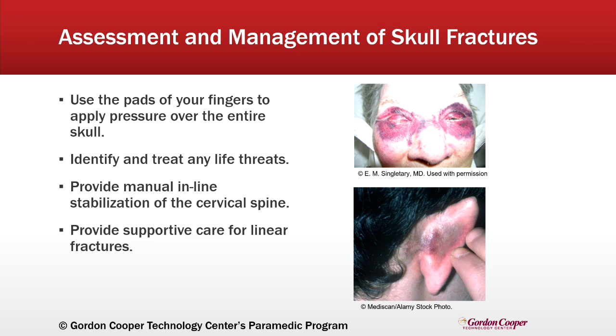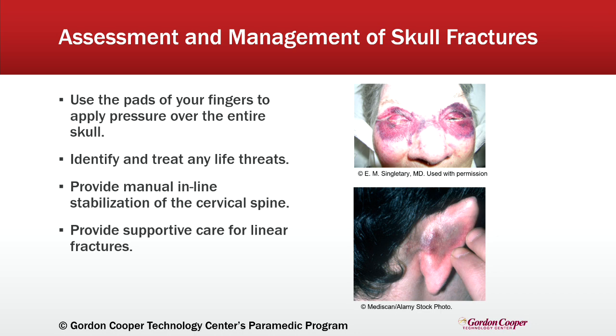When assessing a skull fracture, use the pads of your fingers to apply gentle pressure over the entire skull, noting any swelling, edema, deformity, depressions, or crepitus, but do not palpate a depression when you notice one. Signs of a basal skull fracture include cerebral spinal fluid drainage from the ears or nose, which are going to be primarily what we're going to see, and then those bruising areas like we talked about, the raccoon eyes or the battle signs behind the ears, which may not show up, as I've mentioned, for 24 hours after the injury.